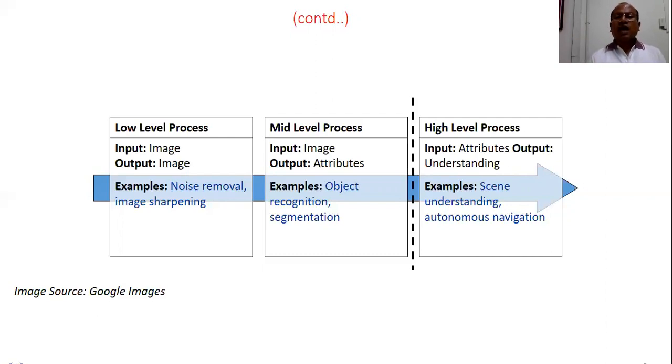The third one is high level, where the input represents attributes and the output is understanding. For example, there is autonomous navigation and scene understanding. There are large amounts of scenes in remote sensing applications and weather forecasting; a lot of data are captured through satellites. From those images, attributes are extracted. And in the high level processing, what happens? Based on those attributes, the computer develops some understanding that the weather is not good in that particular region.